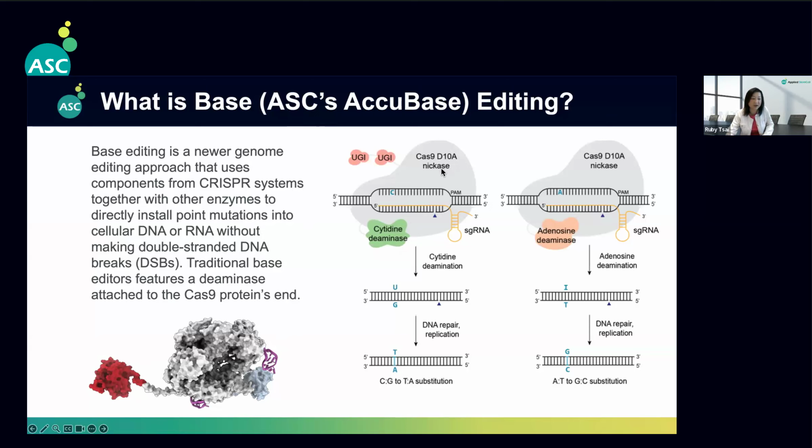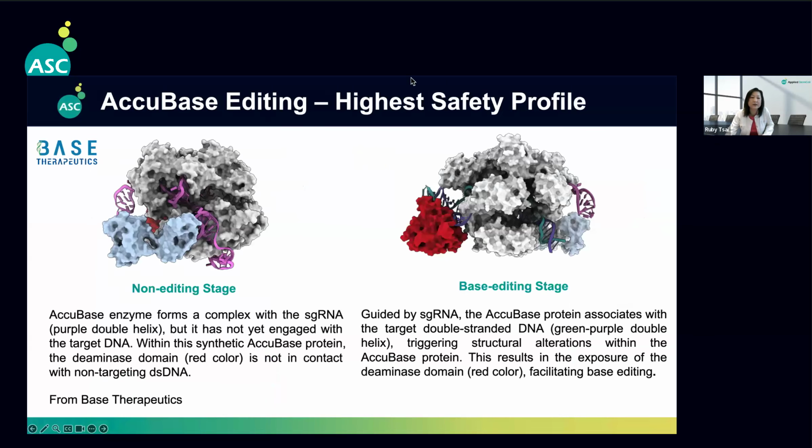And base editing is better in terms of off-target events because it uses a nickase. So it only makes a nick, not a double-stranded DNA break. So that helps with reducing off-target events. But to some extent, it still happens. And so we have a technology which our partner, Base Therapeutics, has developed. It is a base editing technology, but with much higher accuracy. We have not detected off-target events using this technology.